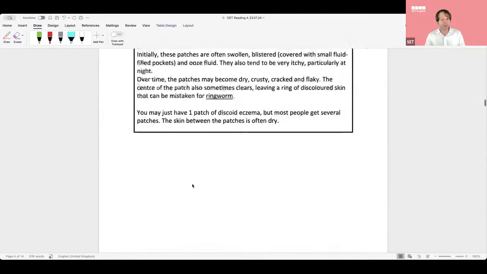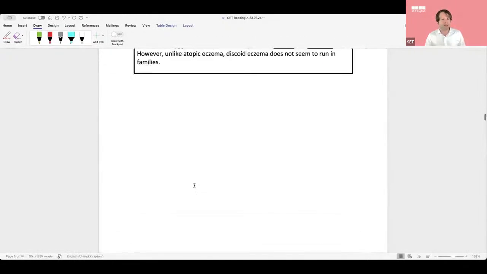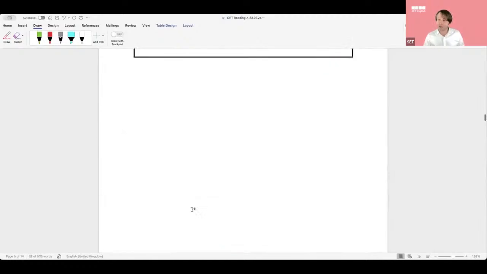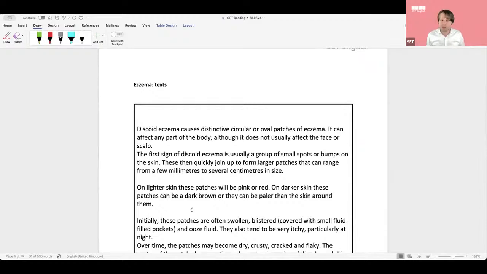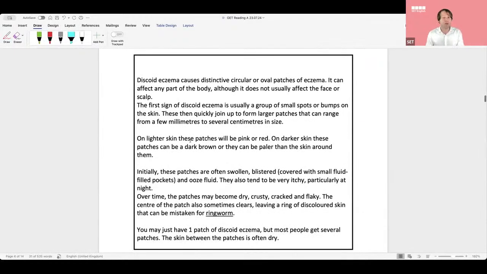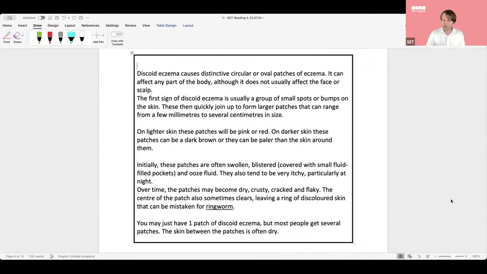This one is about eczema. This one is about eczema. That's not a good analysis. You need to be more specific, okay? So I'm going to give you 20 seconds and I want you to find me the main idea. 3, 2, 1, go. Don't say anything, don't type, just 20 seconds. Find me the main idea.